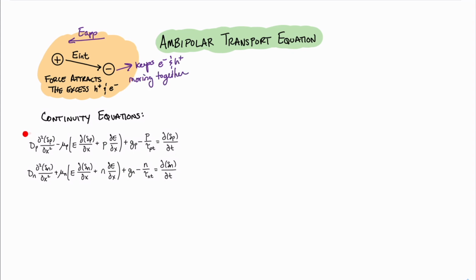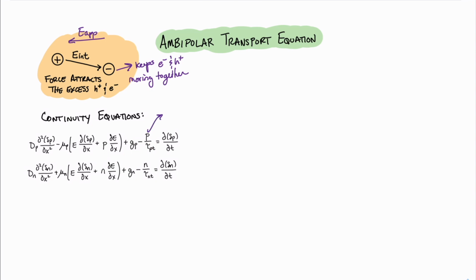Since they move together, one of the things we're going to do to develop our ambipolar transport equation is put these two continuity equations, the one for holes and the one for electrons, together. Before we do that, let's simplify a few ideas. Let's look at these recombination terms. We know from previous that the recombination rates for electrons and holes, especially since they're moving together, are going to be exactly the same.